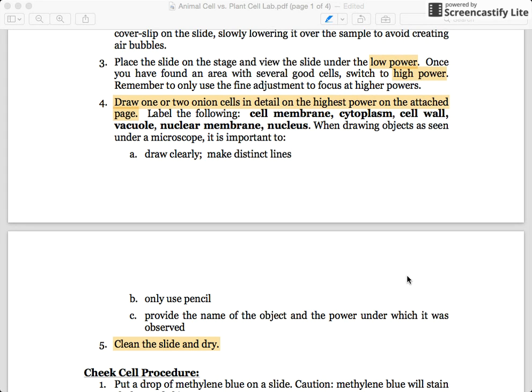When you're drawing these objects as seen under a microscope, it's really important to draw clearly and make distinct lines, and it says only use pencil, but you're going to use your iPad so you can use just the different colors that it offers, since you can erase it easily. If you take a picture, all you have to do is take the picture and then save it to your photos and insert it into that little section below.